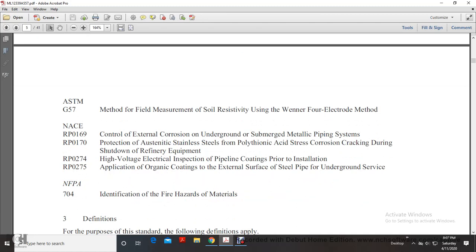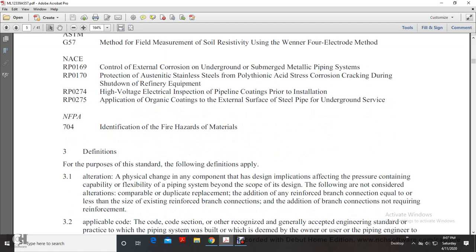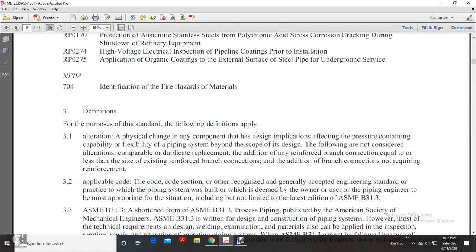Recommended Practice 0169, Control of External Corrosion on Underground or Submerged Metallic Piping Systems. Recommended Practice 0170, Protection of Austenitic Stainless Steels and Other Austenitic Alloys from Polythionic Acid Stress Corrosion Cracking During Shutdown of Refinery Equipment. Recommended Practice 0274, High-Voltage Electrical Inspection of Pipeline Coatings Prior to Installation. Recommended Practice 0275, Application of Organic Coatings to the External Surface of Steel Pipe for Underground Service. National Fire Protection Association 704, Identification of the Fire Hazards of Materials.